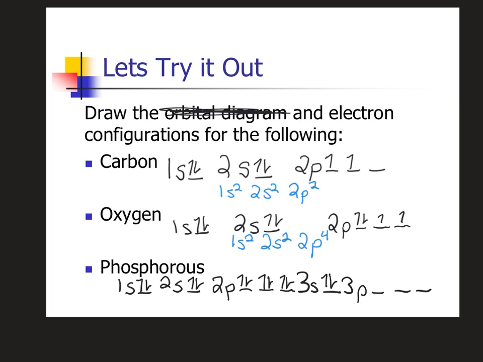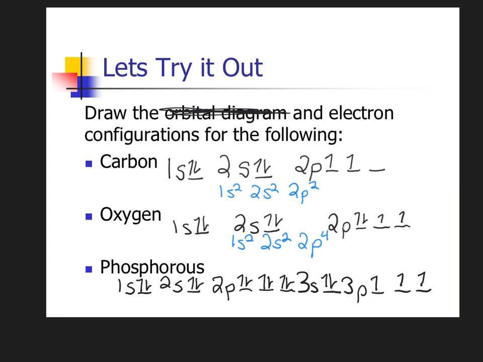I now count, phosphorus is the 3rd one in the p block, following Hund's rule. I space them out and put 3 electrons. I can check myself by counting up the number of arrows. The number of arrows should add up to 15. The atomic number should equal, in a neutral atom, the number of arrows.